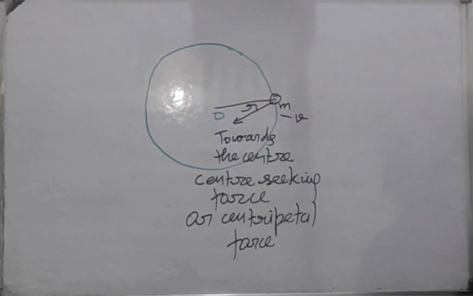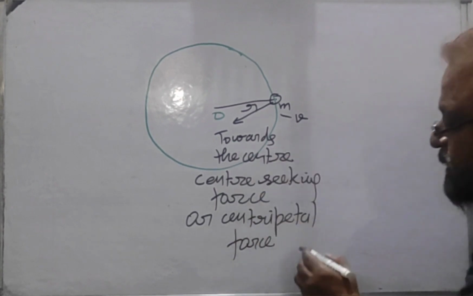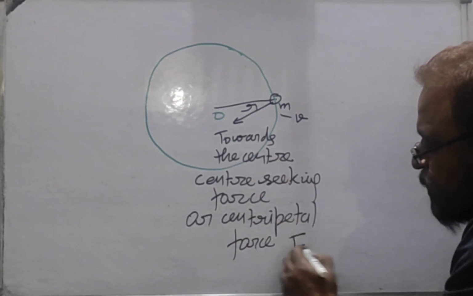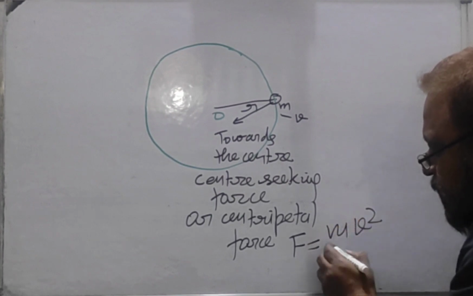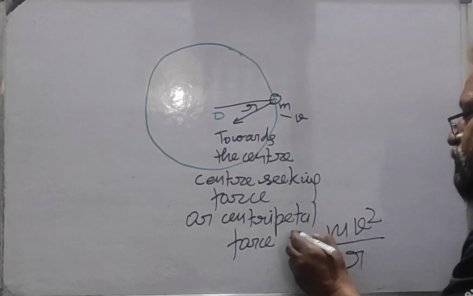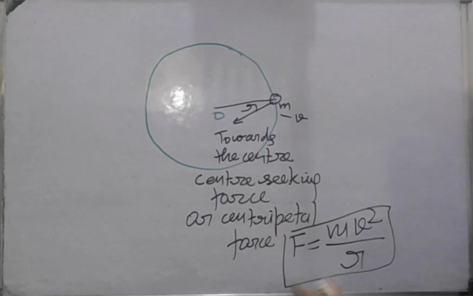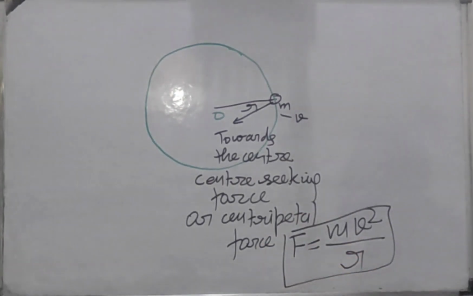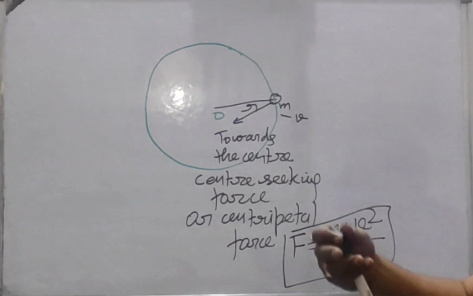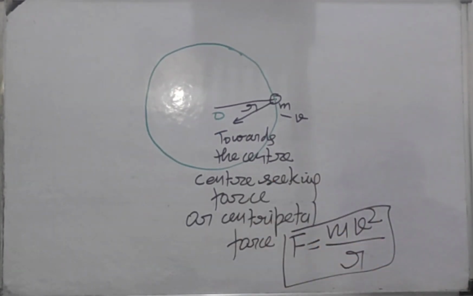So this is centripetal force. And the formula of centripetal force is F is equal to mv square upon r. You just keep in your mind, it is not in your syllabus in 10th. We will talk further in class 11. You just keep in mind that F is equal to mv square upon r. This is centripetal force, right?